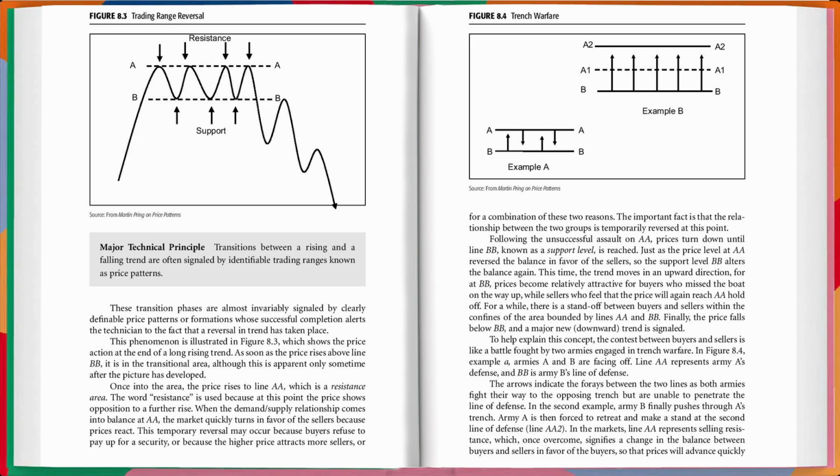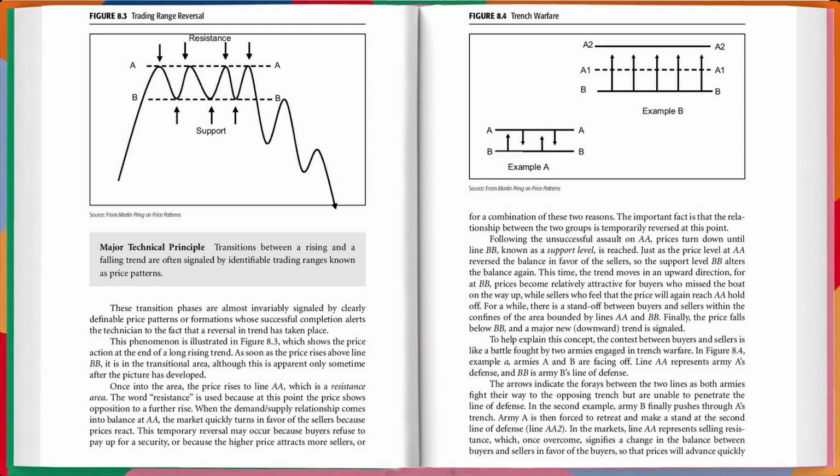This phenomenon is illustrated in Figure 8.3, which shows the price action at the end of a long rising trend. As soon as the price rises above line BB, it is in the transitional area, although this is apparent only sometime after the picture has developed. Once into the area, the price rises to line AA, which is a resistance area. The word resistance is used because, at this point, the price shows opposition to a further rise.